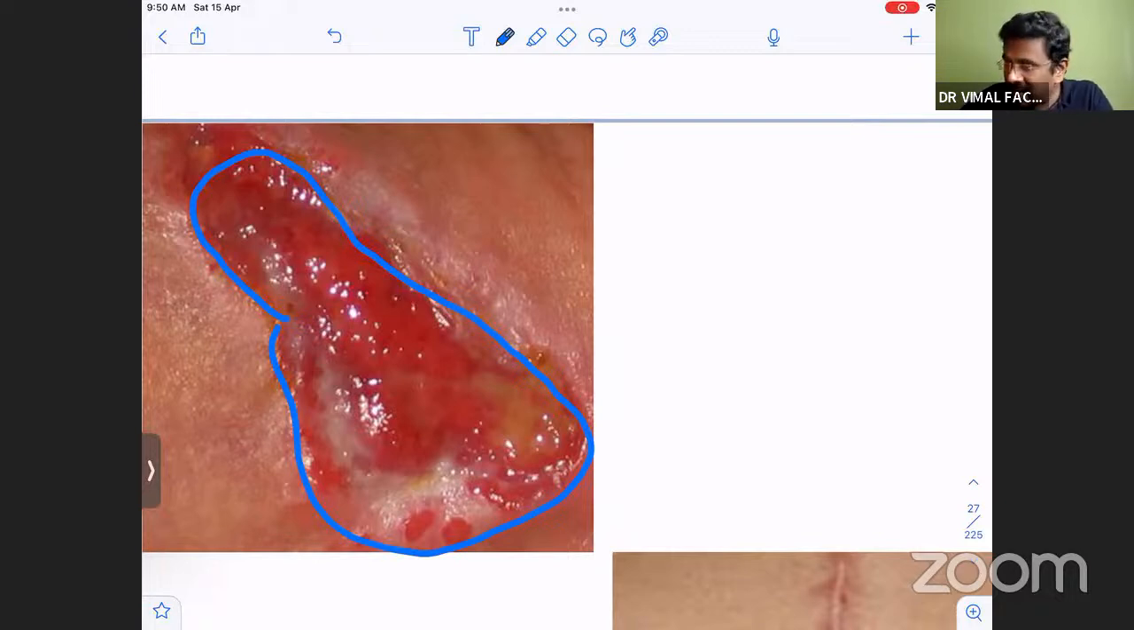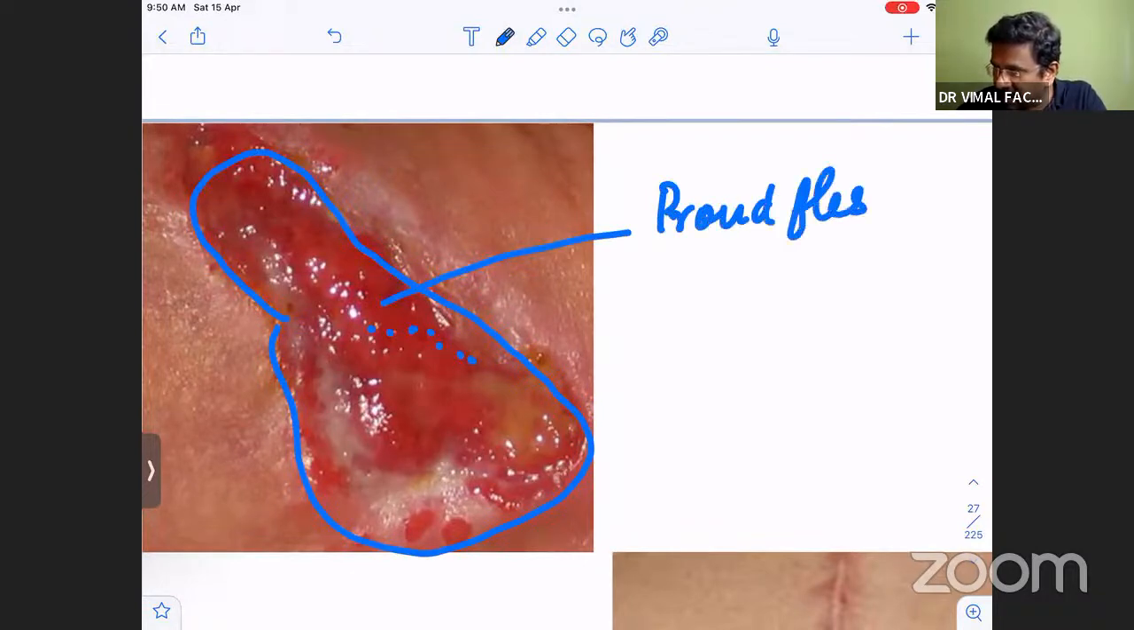See, this is all this reddish area. These are all the excessive proliferating blood vessels. What is this finding called? What is this complication called? That is called proud flesh. This is called proud flesh. So proud flesh is nothing but the excessive granulation tissue, which is preventing the wound healing.